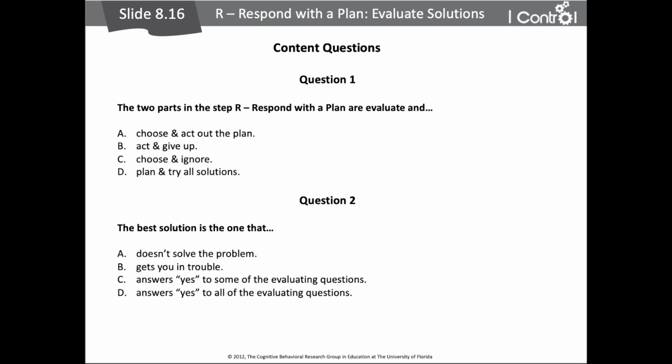Let's turn to the content questions for Unit 4, Lesson 8 in your iControl student workbook to check your understanding of this lesson. Pause the video while you answer the questions. When you're done, press play.